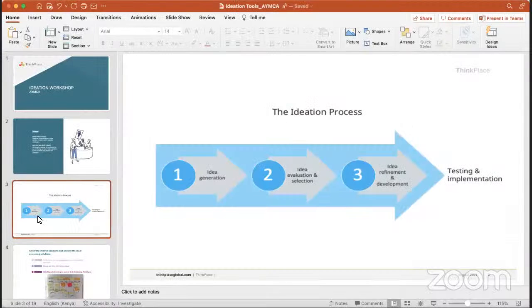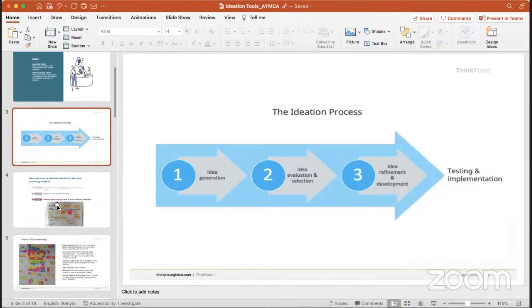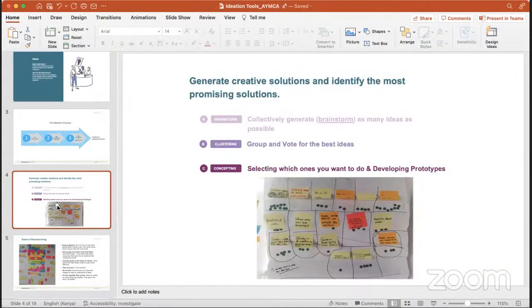to refining and testing and implementing it. So she also showed us some of the components of ideation. So there's brainstorming, where you come up with ideas, and then there's clustering, where you're grouping similar ideas together and you are voting for the best idea. Then there is concepting, which is now taking the selected ideas and building and really refining them.